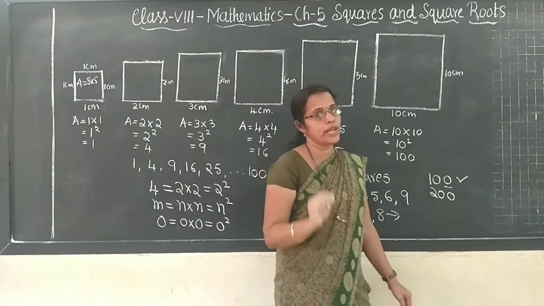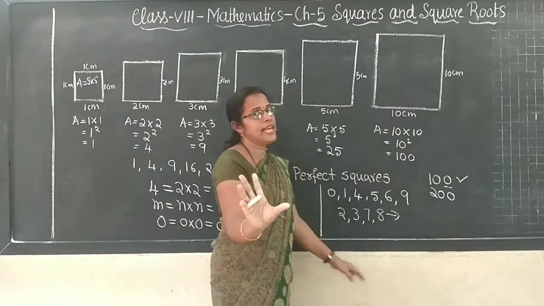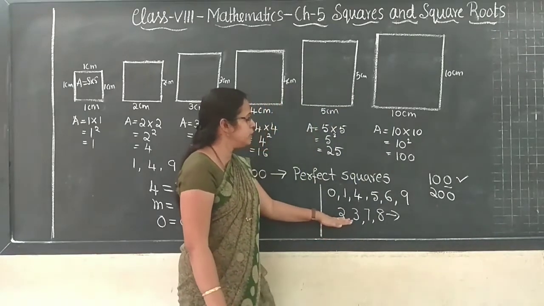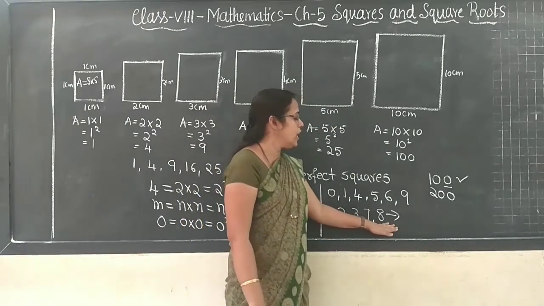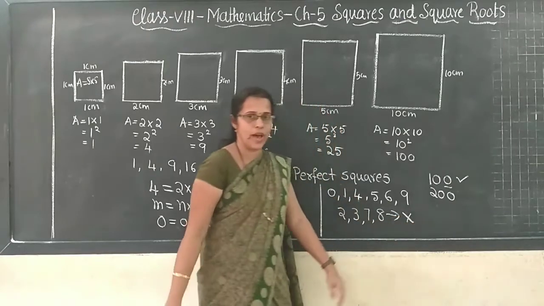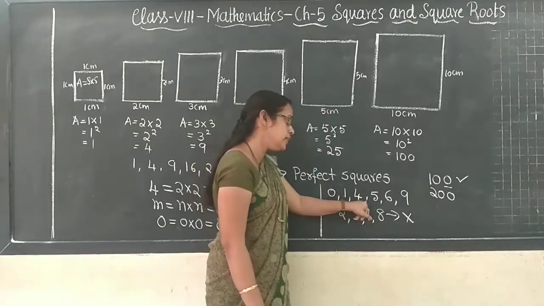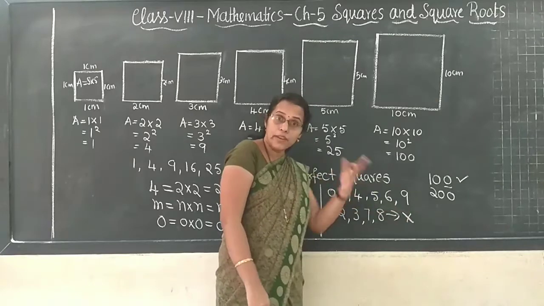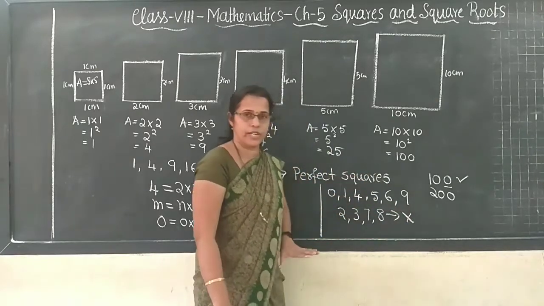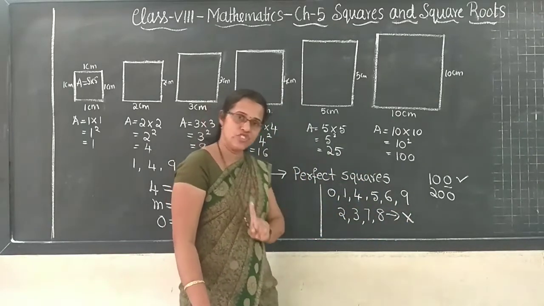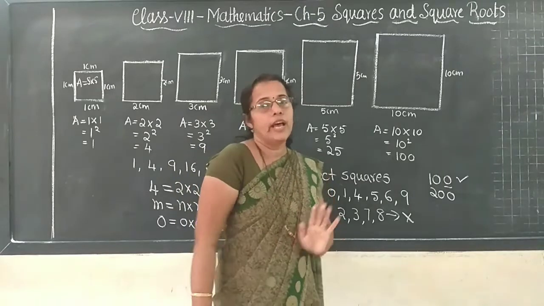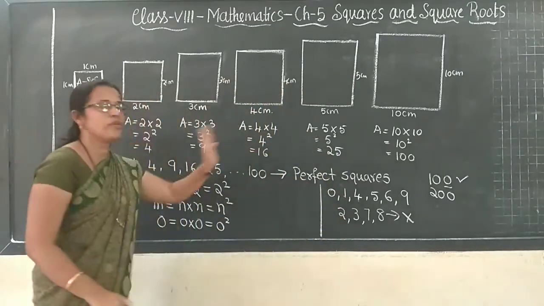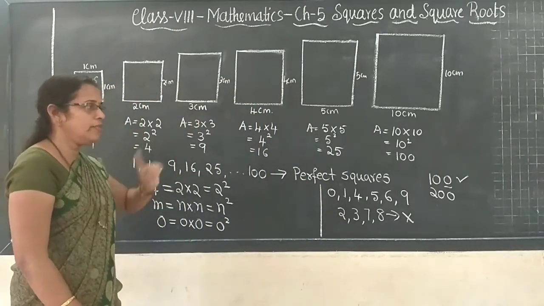So you can definitely say that any number ending with 2, 3, 7, 8 will not be a perfect square. But for numbers ending with the other digits, whether it is a perfect square you can understand by checking itself. Is it okay? So you should know all these square numbers by heart. Then we can make out.